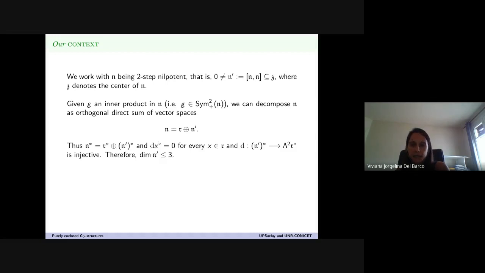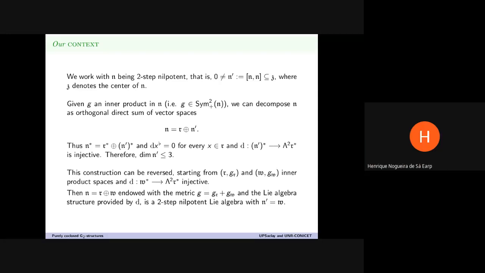And in this case, since we are taking the differential from N prime to lambda2 of R, this is injective. Therefore, we can see that if N is 7-dimensional, which I didn't write, then the dimension of N prime is less than or equal to 3. This is important because we treated the cases dimension of N prime equal to 1, 2, and 3.